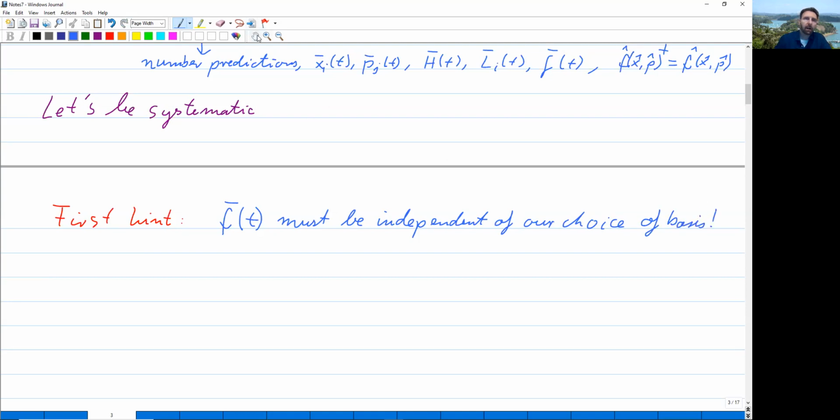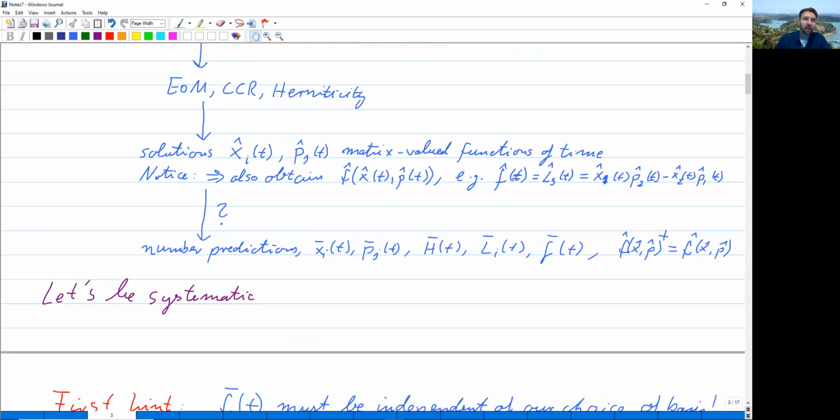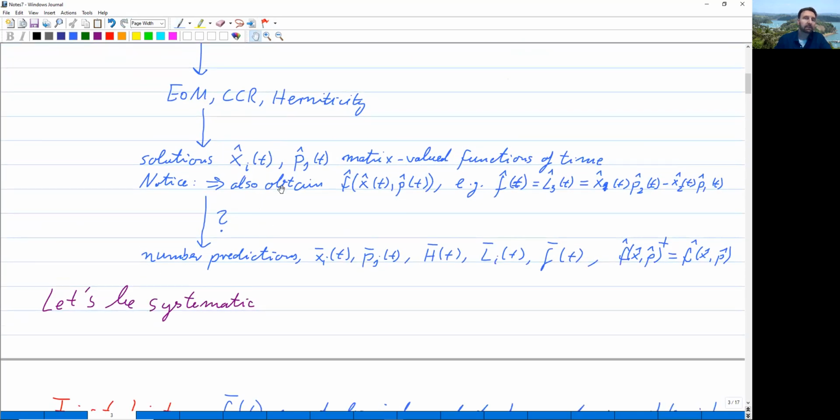You see, when we solved the equations of motion to obtain X hat of t and P hat of t for the examples that we consider, the free particle and the harmonic oscillator, we obtained matrix-valued functions of time.